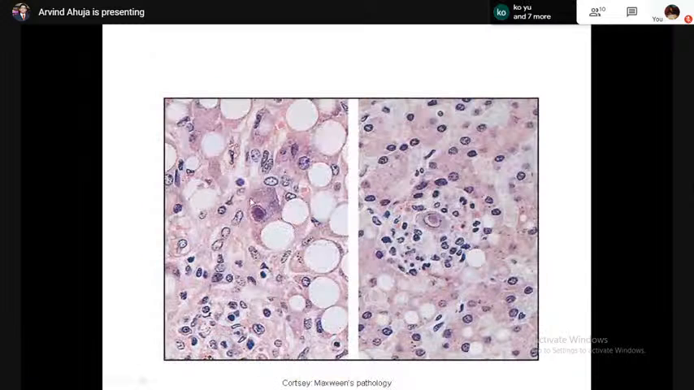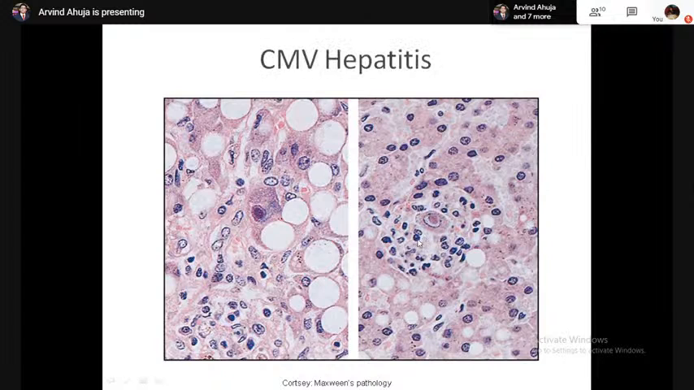Similarly, you can find cytomegalovirus inclusions in certain cases, which is due to CMV hepatitis. As you can see here, there is owl-eye appearance of the inclusion, intranuclear inclusion with perinuclear clearing here. This is diagnostic of CMV hepatitis, which will be confirmed by ISH.